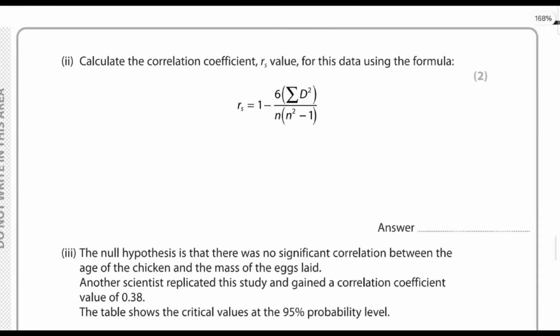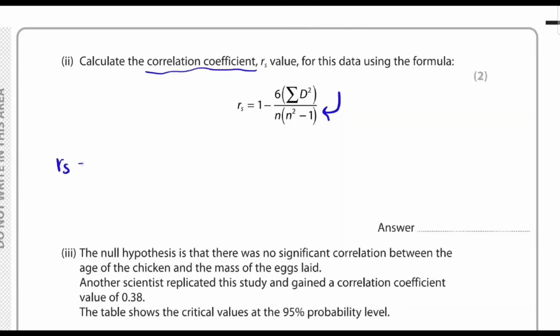Now it needs me to calculate the correlation coefficient value for this data using the formula. I'm given the formula, so you don't need to memorize it at any point, because I got asked whether you should memorize this or not. So definitely you don't need to memorize the formula for the correlation coefficient or standard deviation or any formula. I just need to substitute into this equation now.